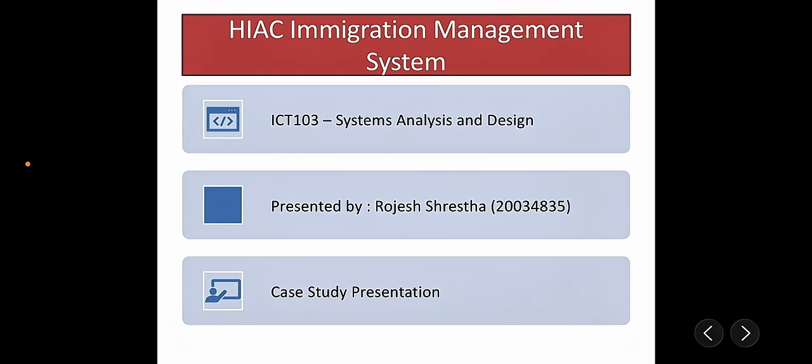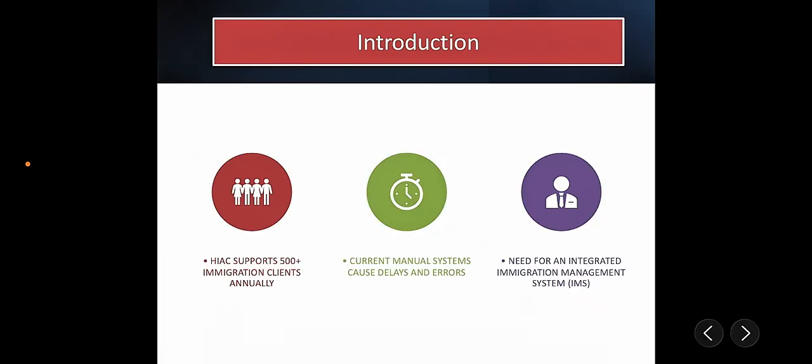Today I'm presenting my case study on the automated Hillside Immigration Assistance Center system, also known as the immigration management system. Going to its introduction, HIAC currently supports over 500 immigrant clients annually. However, they rely on manual systems such as physical files, emails, and spreadsheets, and this caused problems like document loss, missed deadlines, double booked appointments, and poor communication. The goal of my system is to automate these processes and improve efficiency, transparency, and service quality.